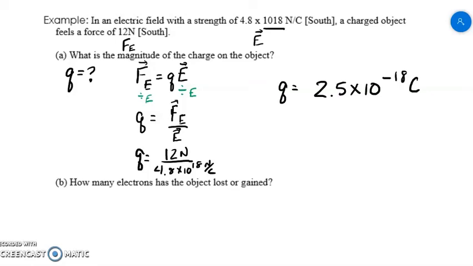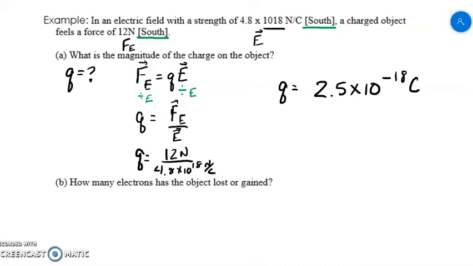Charge has a polarity though, so this either needs to be positive or negative. To figure out the polarity of the charge, we have to look at what direction the field is pointing, and what direction the force is pointing. The field is pointing south, and the force is pointing south. The field points in the direction of the force on a positive charge. So a positive charge in this field would experience a south force.